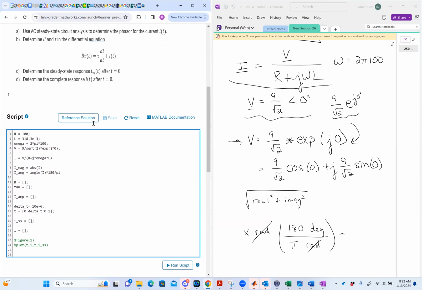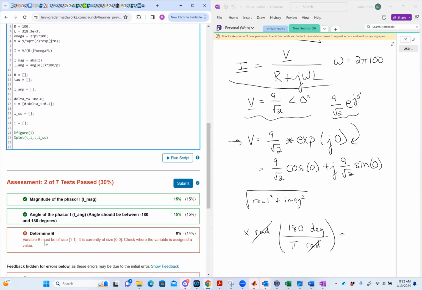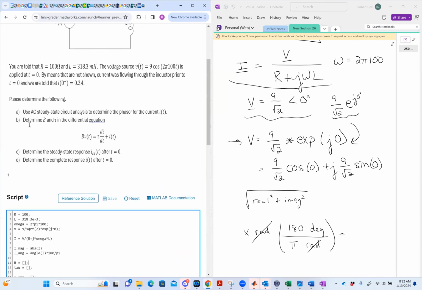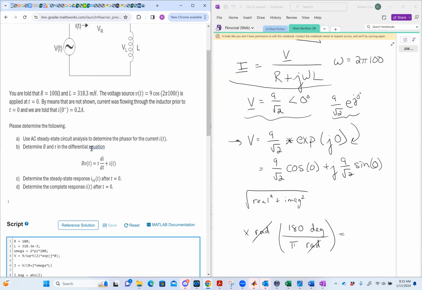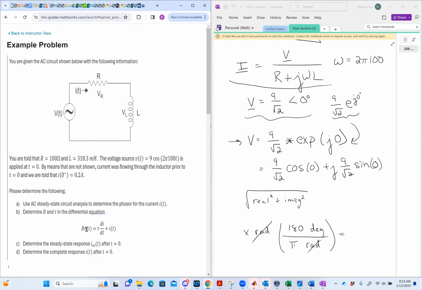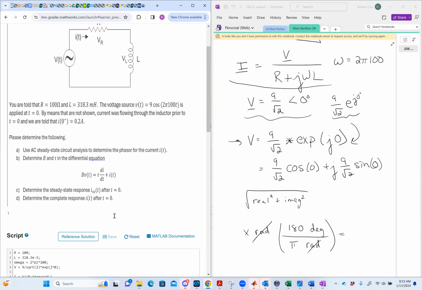Now I'm going to look at the next assessment, determine B and tau. So those were things that are in part B of the problem. Determine B and tau in the differential equation. B and tau are two unknowns, and I have to solve for those. The way I would solve for those is by figuring out the differential equation for this circuit and then just matching these values to what's there.